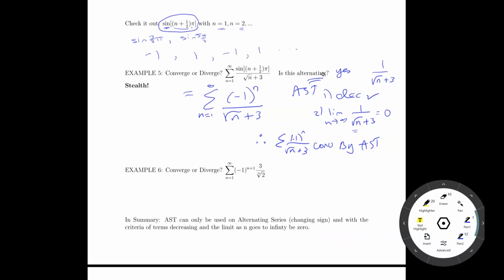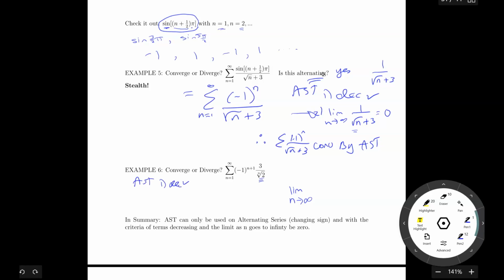All right, let's look at this one. Nth root. I'm not sure. Wait a minute. You've done so many of these. I'm not even going to do AST. I'm going to say, you know what? If I go to the limit, so thinking about the second part of AST. So if you had started AST, that would have been fine. You could have said, I'm doing AST. Looks like the terms are decreasing.